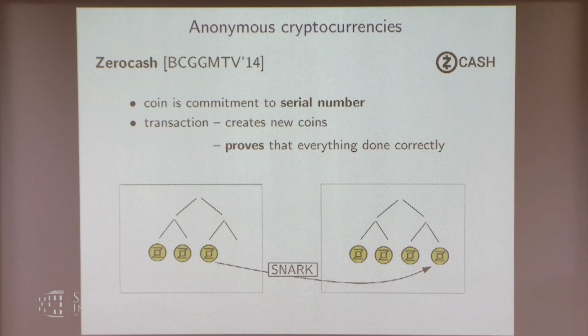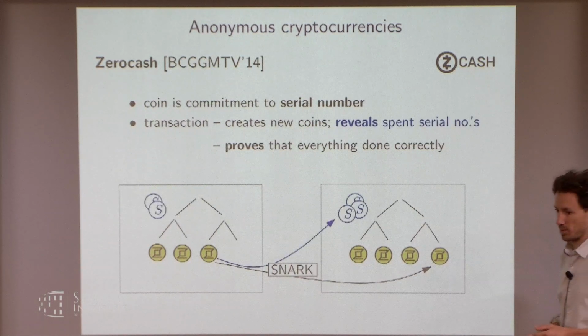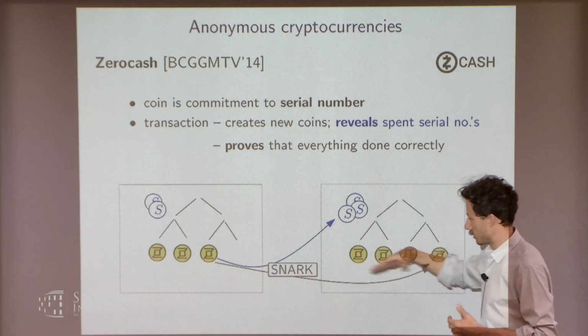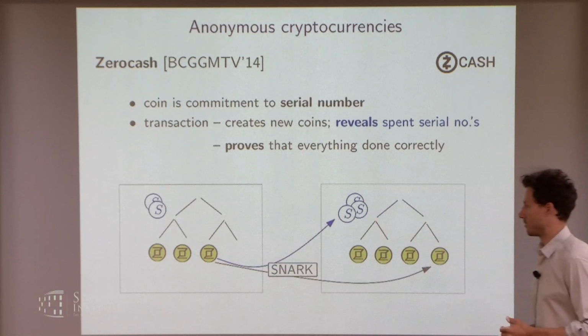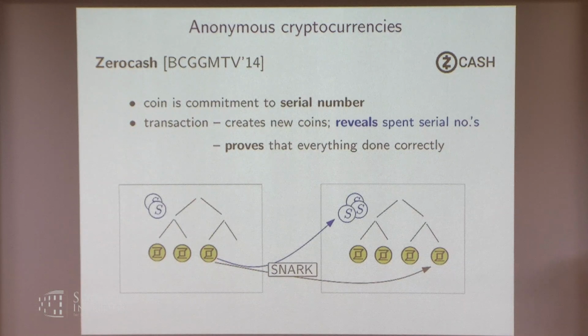So how Zero Cash solves this problem is similar actually to these traceable ring signatures. Every time you spend a coin, you reveal its serial number. And the snark proof takes care of the fact that you've actually given the right serial number. So the state of the system is all the coins that ever existed, whether they're spent or not, plus all the serial numbers of all the coins that have already been spent.